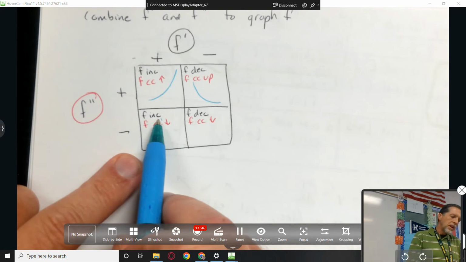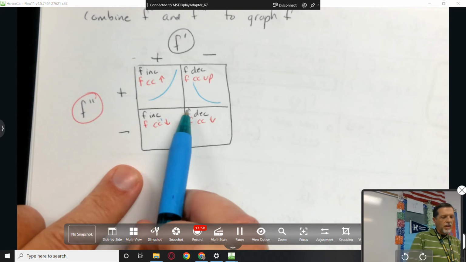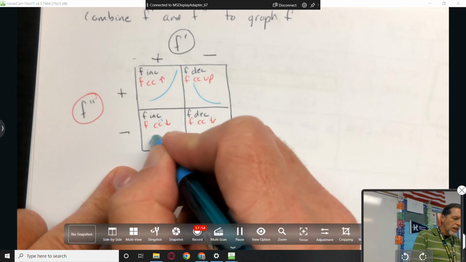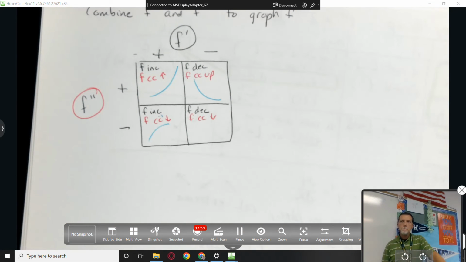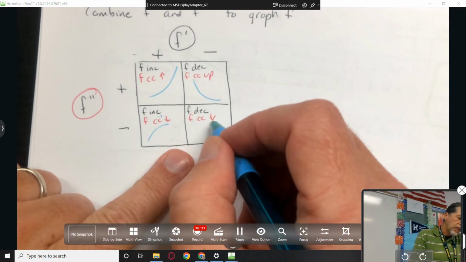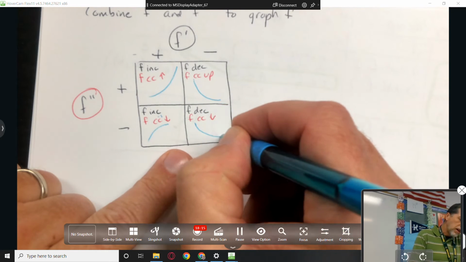Bottom left, I want to be increasing, so I'm going up, but concave down. So down like a frown, but still increasing. Something like that. And then decreasing and concave down. So decreasing, but concave down.